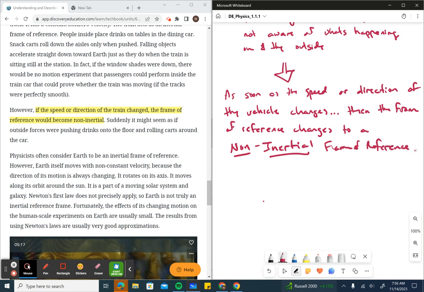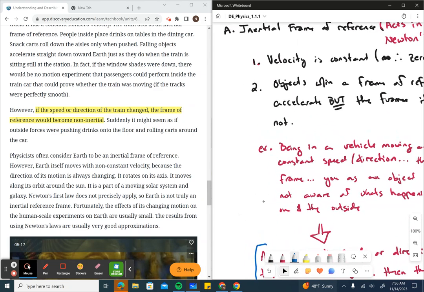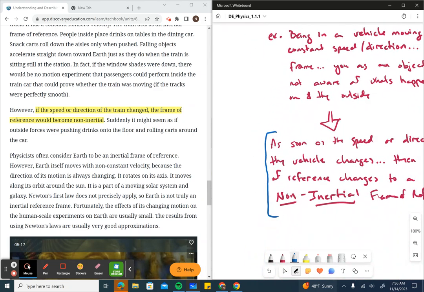Sorry, my writing's a little sloppy there. But that's an important point there. This is important. So we've gone from being inertial to becoming non-inertial. All right, hopefully that helps.